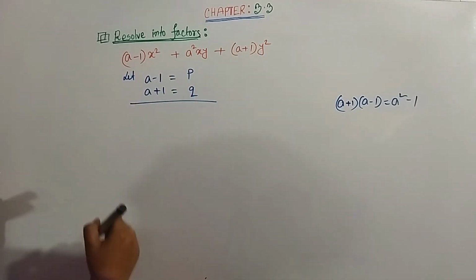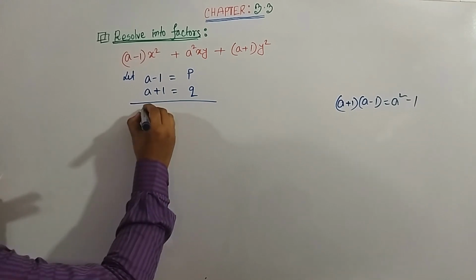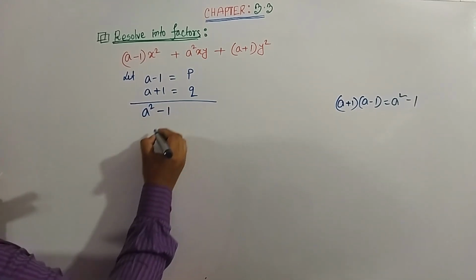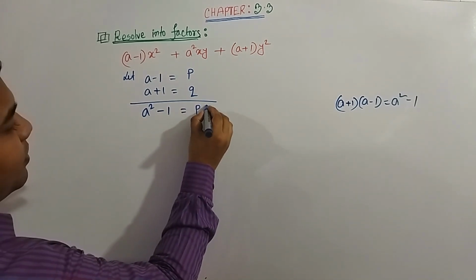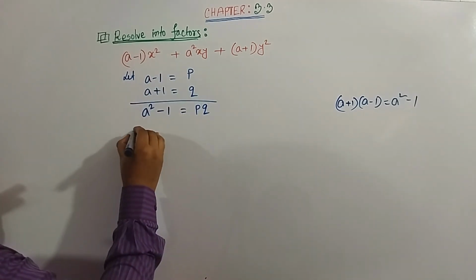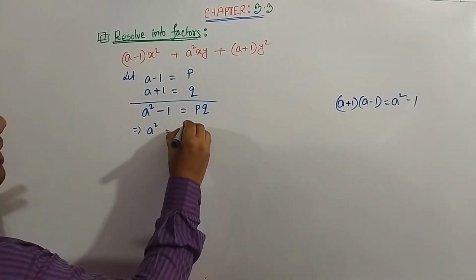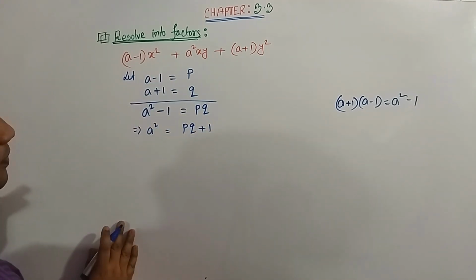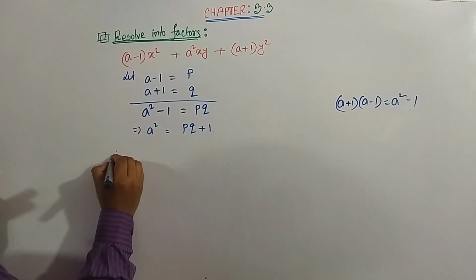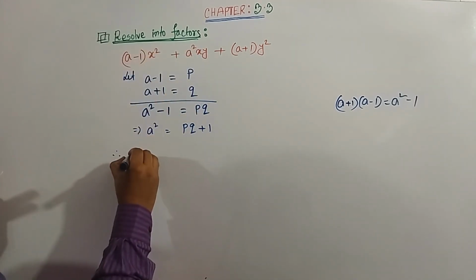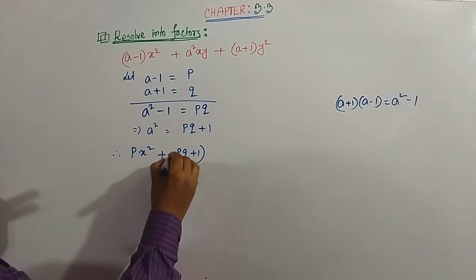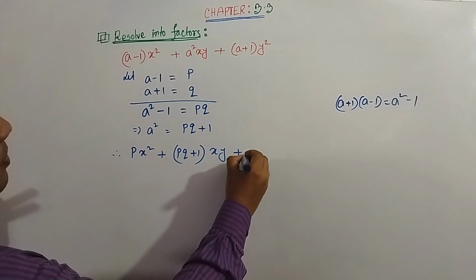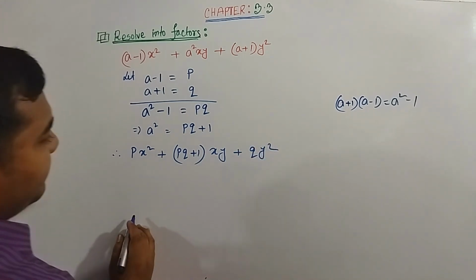And what about the multiplication of it? The multiplication is a square minus 1, because a plus b into a minus b is nothing but a square minus b square, equals pq. Since here it was a square, what is the value of a square? We can write pq plus 1. Just putting down the value of it, then we get px square plus pq plus 1 into xy plus q into y square.